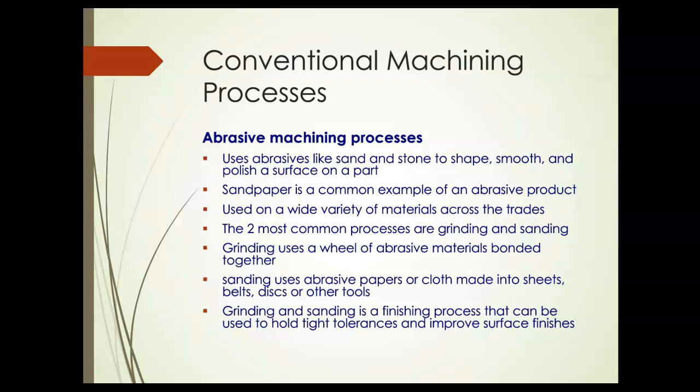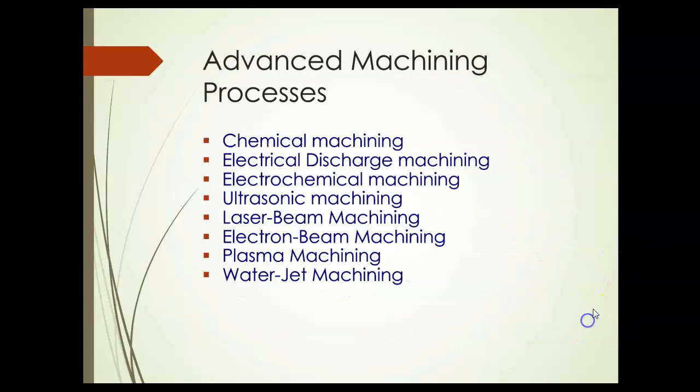On the machining side, we talk a lot about grinding and sanding. If we're grinding, we're going to use some type of grinding wheel that has abrasive material bonded together on it. And we usually would put that on a pedestal grinder or a surface grinder or cylindrical grinder where we have that abrasive wheel. We talk about sanding using all of the different papers or cloth that's generally made into sheets, belts, or discs. That grinding and sanding gives us a nice finish process, and we can use that to hold tight tolerances and improve those surface finishes as well.